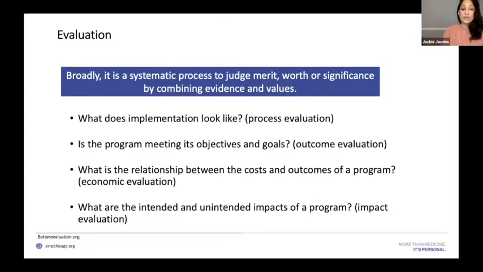Outcome evaluations will answer questions about whether or not your program is meeting the goals that you've defined. They're typically measuring outcomes that speak to the change that you're trying to achieve: percent increase in patients with managed diabetes, decrease in COVID-19 positivity. There are also economic evaluations that provide information on the relationship between costs and outcomes of programs, such as cost utility, cost benefit, and cost effectiveness evaluations. And finally, impact evaluations, which go beyond the predefined outcomes that you've identified with your stakeholders. Impact evaluations allow you to explore both the intended and unintended impacts of a program. What are you seeing that you didn't expect?